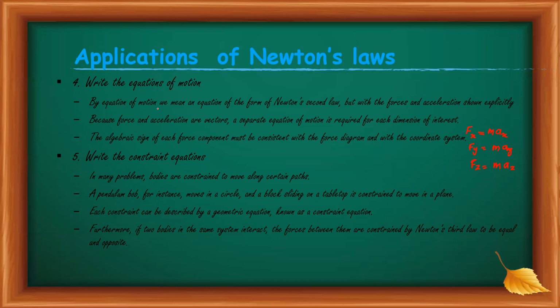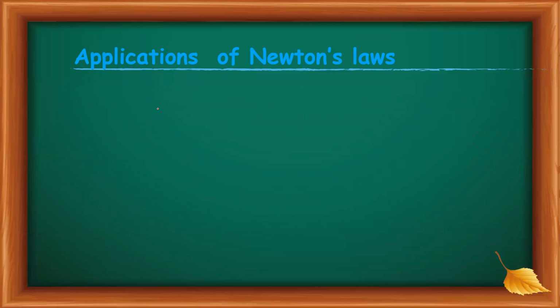Furthermore, if two bodies in the same system interact, the forces between them are constrained by Newton's third law to be equal and opposite. That is also a constraint. Then we have to write the constraint equation. And the last step is to solve.